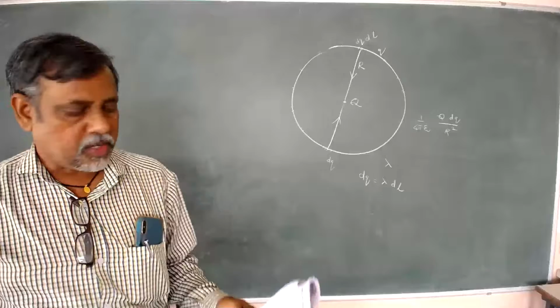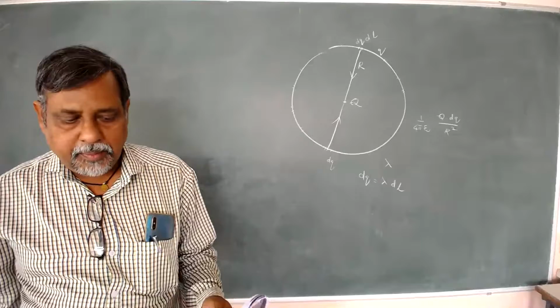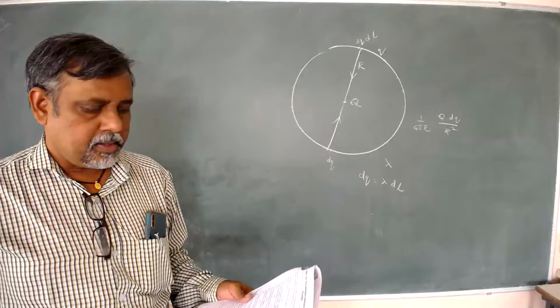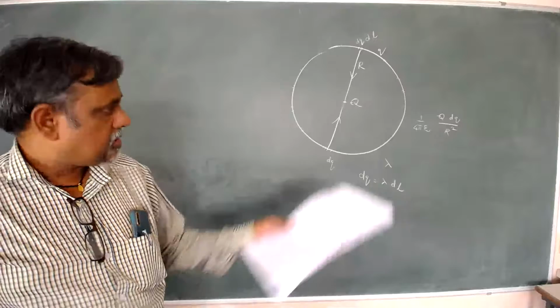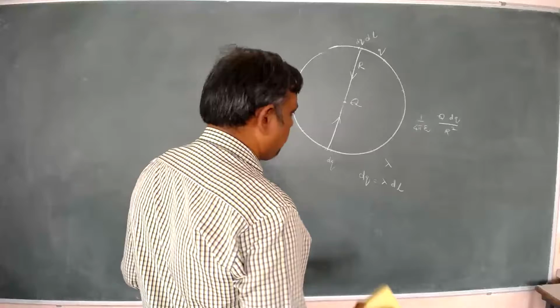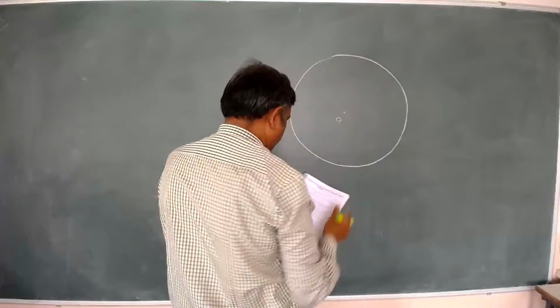Next, question number 71. A small element L is cut from a circular ring of radius A and lambda charge per unit length. The net electric field at the center of the ring is: B, lambda L by 4 pi epsilon naught A square. Same discussion, dq. Here you need to calculate the electric field, not the electrostatic force. There is a circular ring of certain radius, and this is the center of the ring. The radius is A.